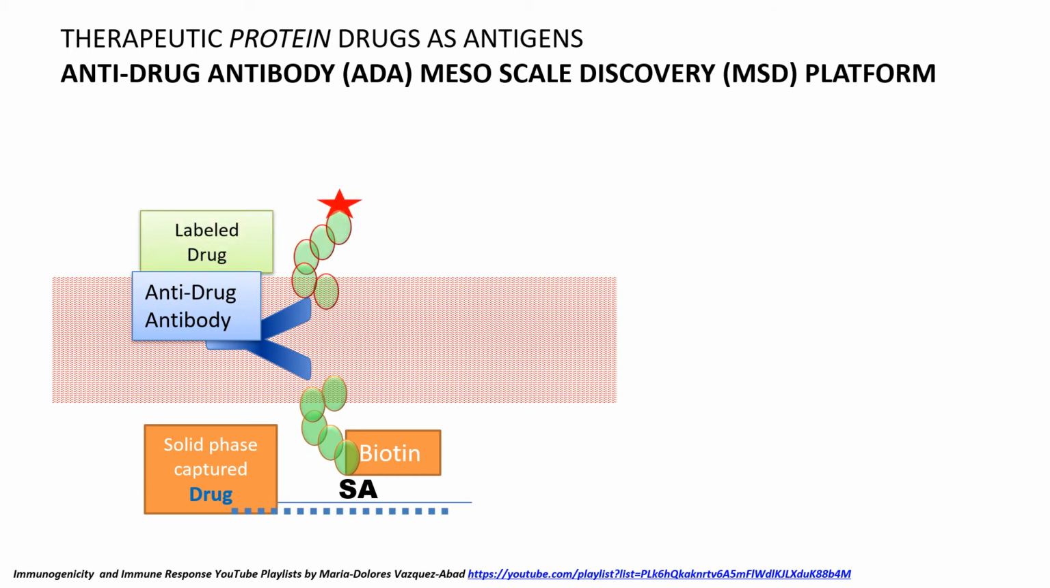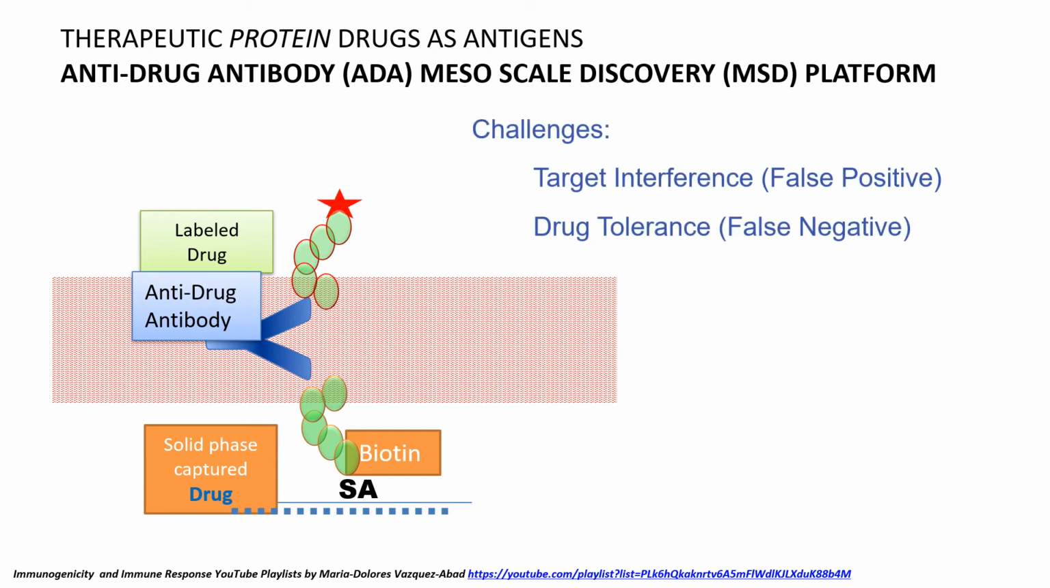Then we come back with drug that's been labeled, and if there were no antidrug antibodies bound to the plate, then that labeled drug will wash off and there's no reading. If, on the other hand, there were antidrug antibodies stuck to the drug on the plate, then the labeled drug will bind and there's a reading. That's as simple as that. Simple, but not easy at all. Let me talk about just a couple of challenges.